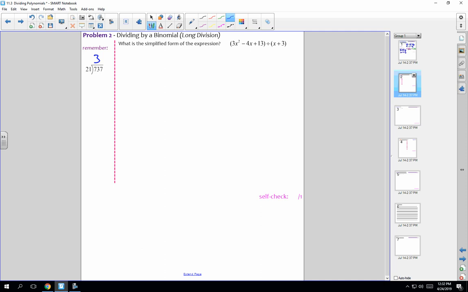3 times 21 is 63. Then we subtract. 73 minus 63 is 10. Bring down the 7. 21 goes into 107 5 times. Then what do we do with the 5?